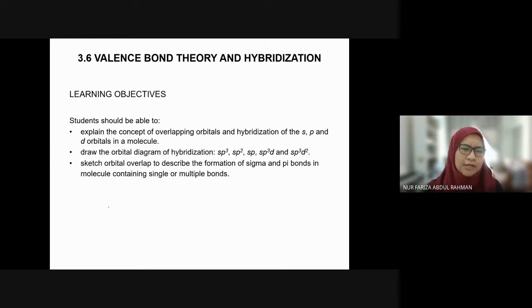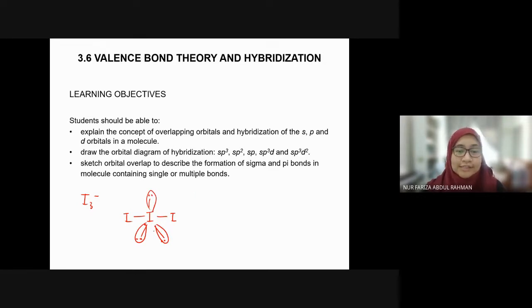Maybe we can try this, for example. We did I3 minus just now, right? We want to determine the polarity of I3 minus. So how do we draw? How do we represent the I3 minus? Okay, we drew up to here just now, right? We obtained its geometry just now. We place the iodine here, and this is the lone pair.